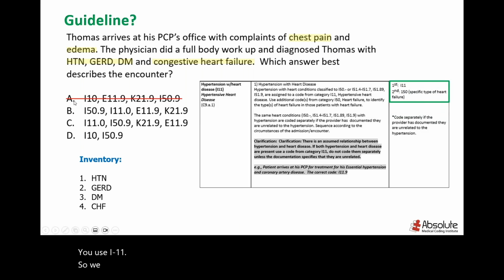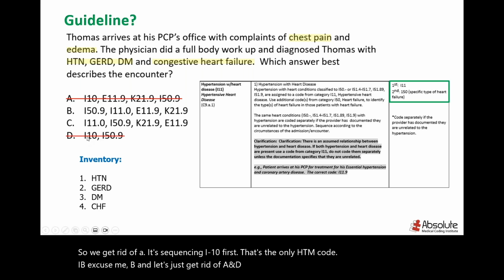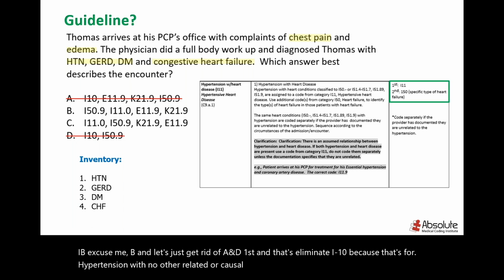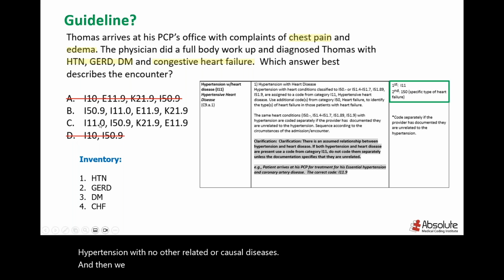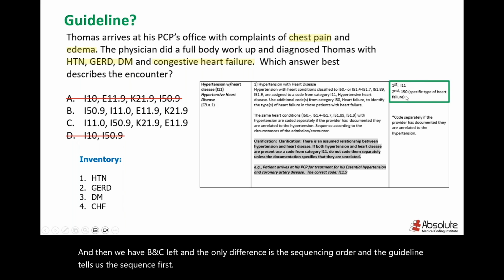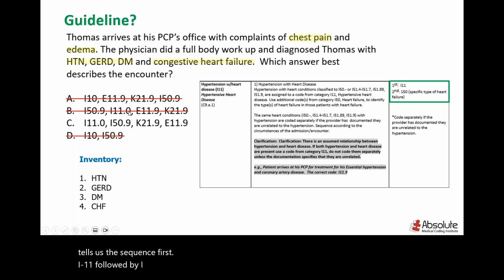You use I-11. So we get rid of A. It's sequencing I-10 first. That's the only HTN code. Let's get rid of A and D first, and let's eliminate I-10 because that's for hypertension with no other related or causal diseases. And then we have B and C left, and the only difference is the sequencing order, and the guideline tells us to sequence first I-11, followed by I-50. So we eliminate B, and our answer is C.